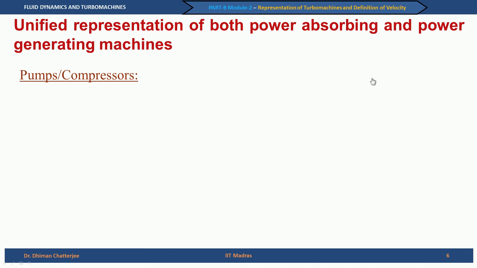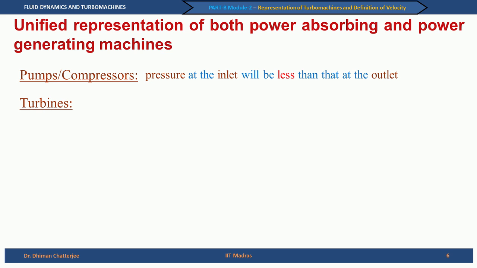I must also state at this point that this representation is not the only way of representing. You can still continue writing in and out or any other way, but I will follow the nomenclature of the unified representation. Let us look at the basis for this representation. When I am talking about pumps or compressors, the pressure at the inlet will be less than that at the outlet. For a turbine it is the converse, which means that the pressure at the inlet will be more than that at the outlet.